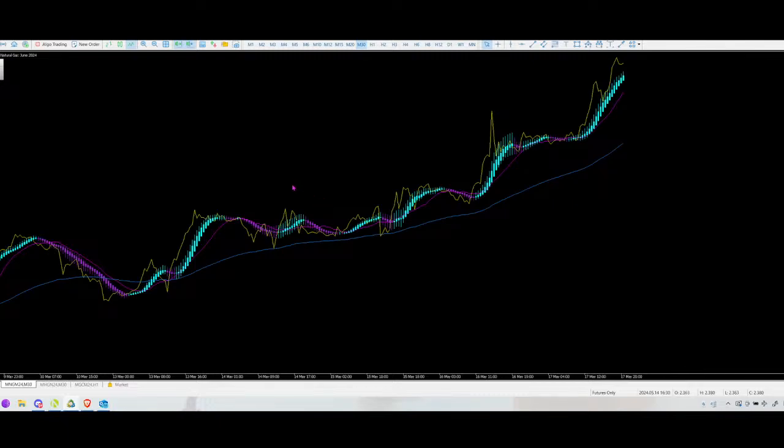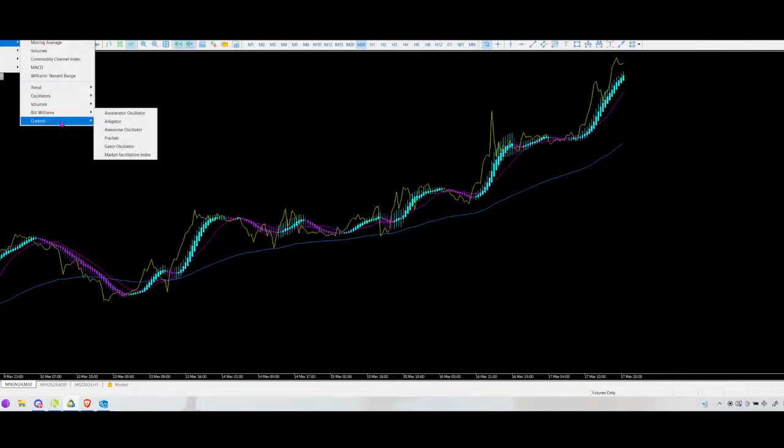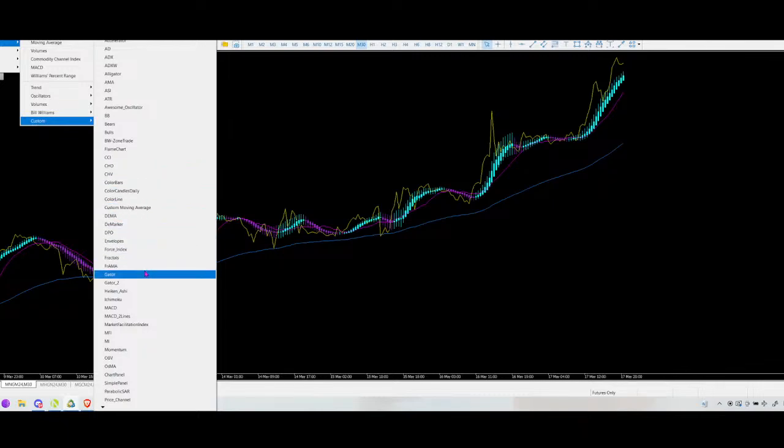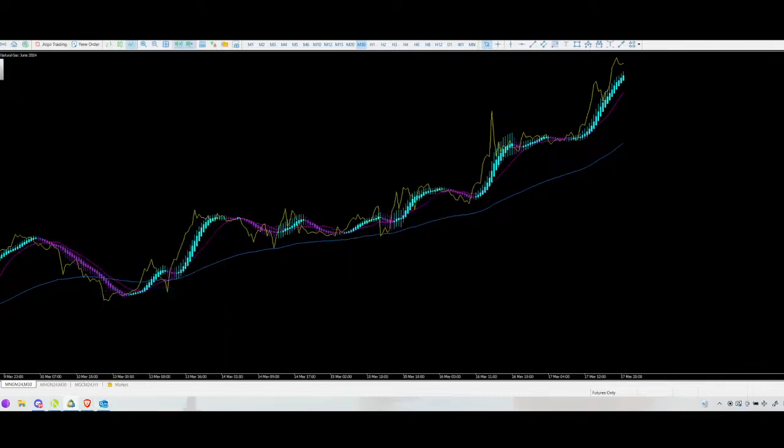So again, the Heiken Ashi smooth is a moving average with Heiken Ashi candles overlaid on top of it. Okay, so I don't want you to think it's anything special, and it is different than regular Heiken Ashi candles. If I put regular Heiken Ashi candles on here, right here, I don't know what colors I have set, but let's see if we can overlay this.